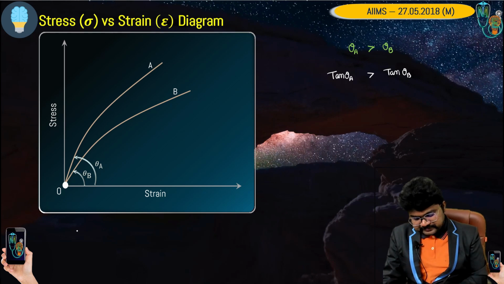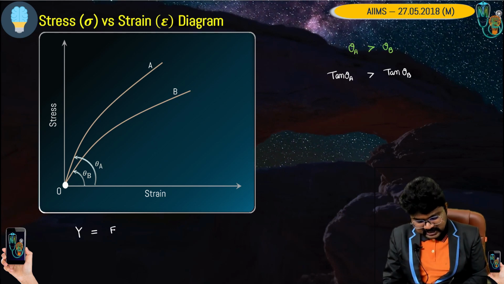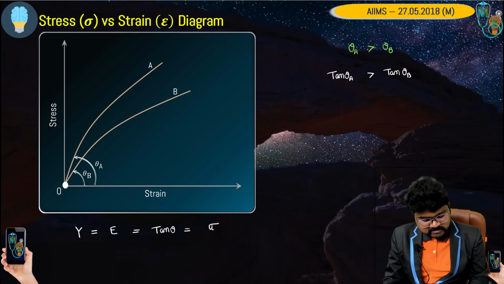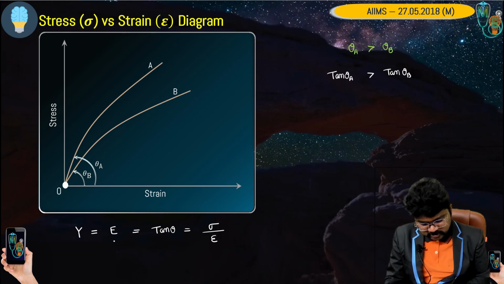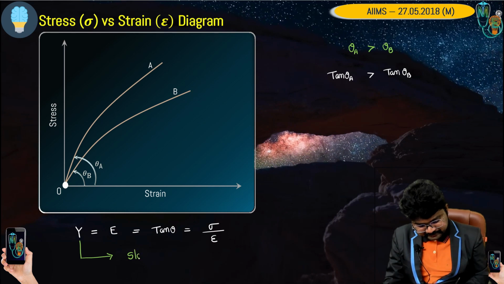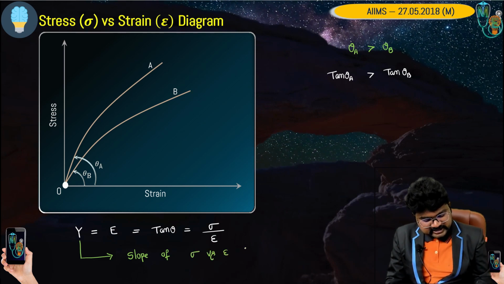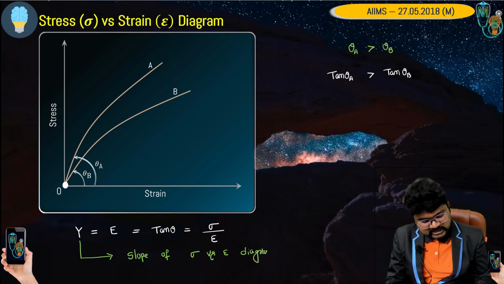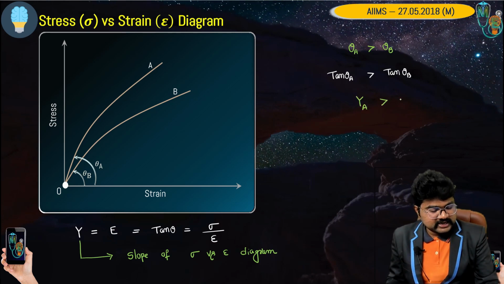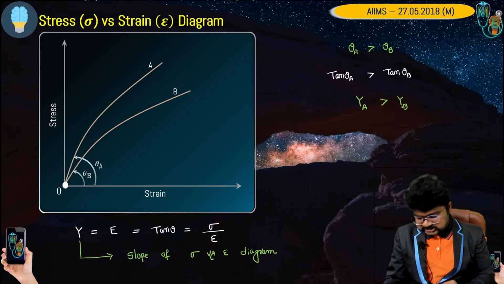We already know that Young's modulus of the material equals the slope of the stress versus strain diagram, sigma by epsilon. Young's modulus is the slope of the stress versus strain diagram in the linear portion. So this part is clear, and from here we can say confidently YA is greater than YB. So Young's modulus of material A is greater than Young's modulus of material B.